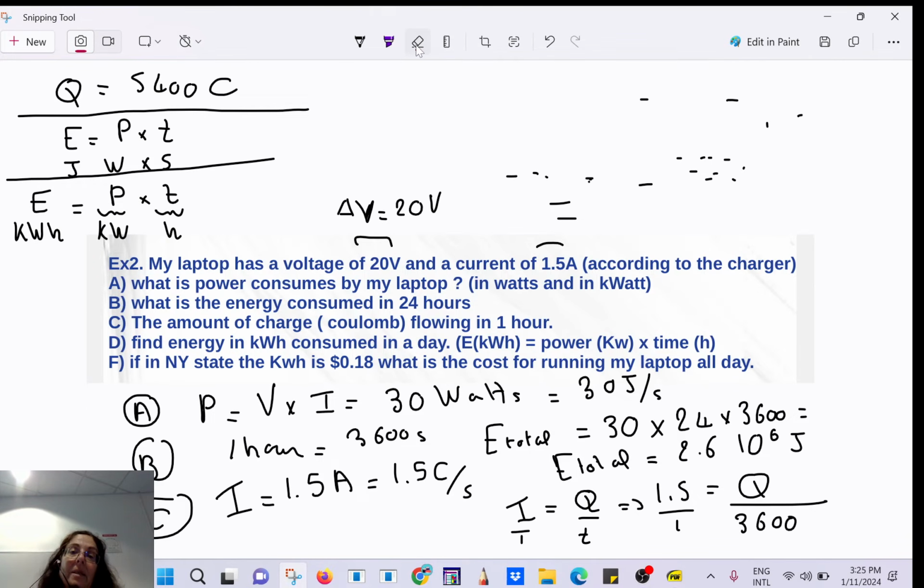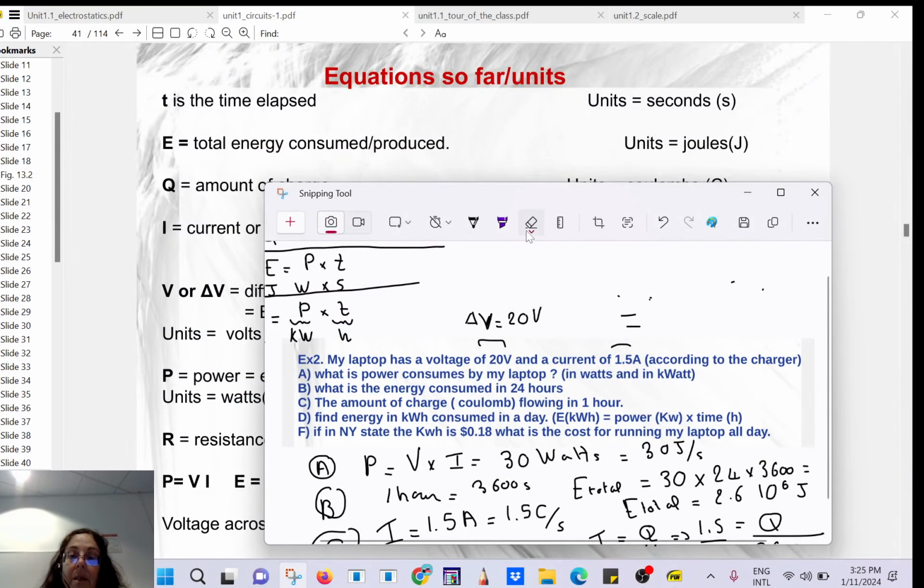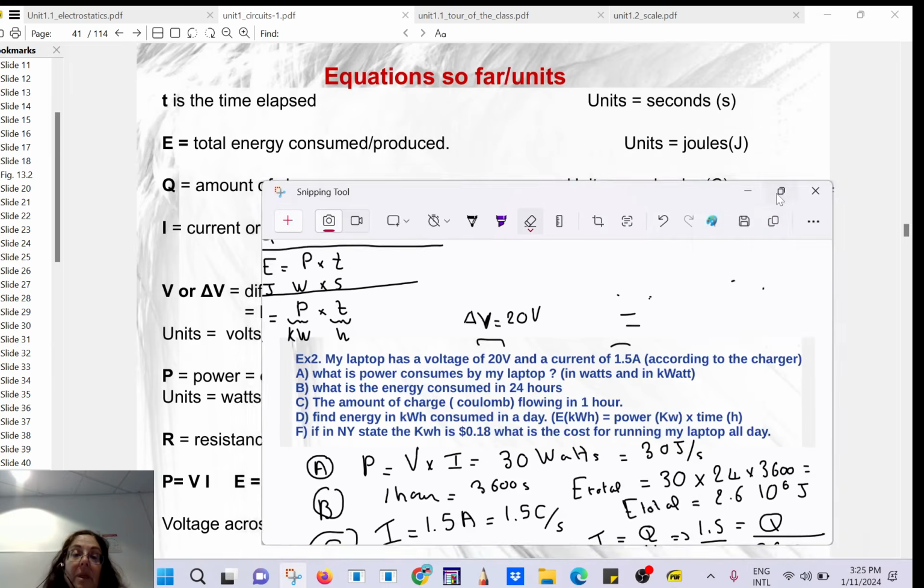I cannot make my eraser bigger. I think if you click on the eraser itself, there's a large eraser. But it doesn't work. Usually it works. I don't know why.